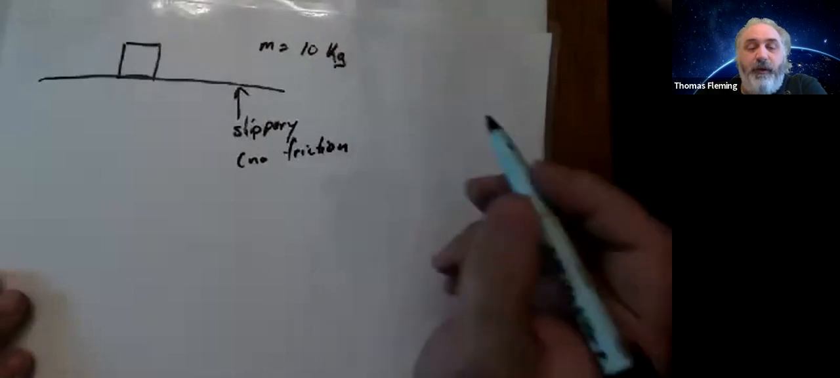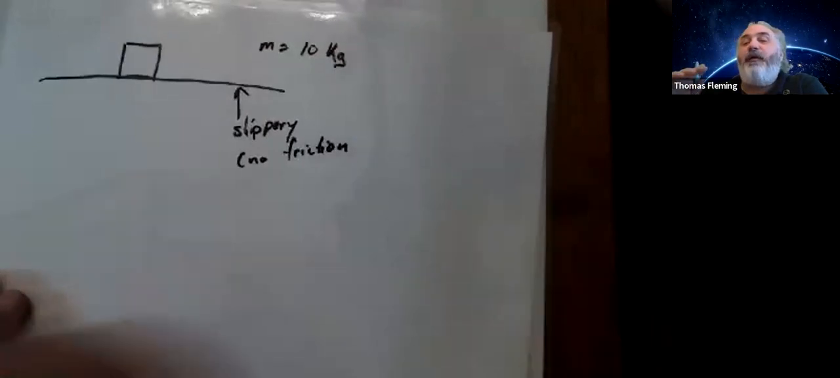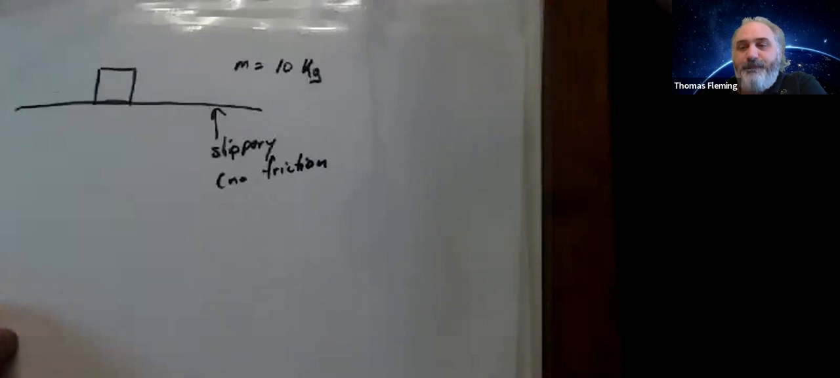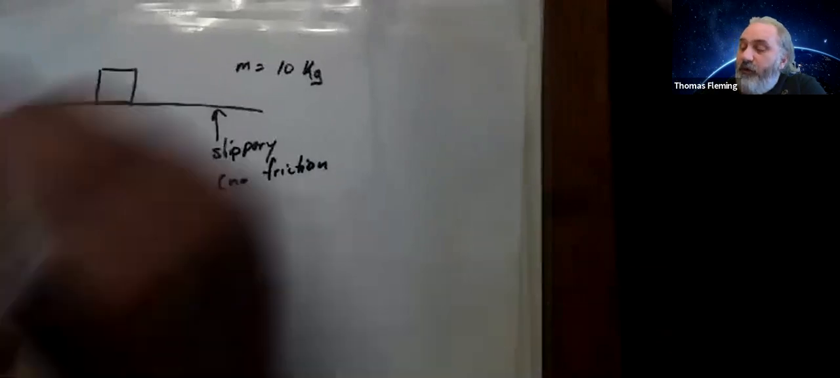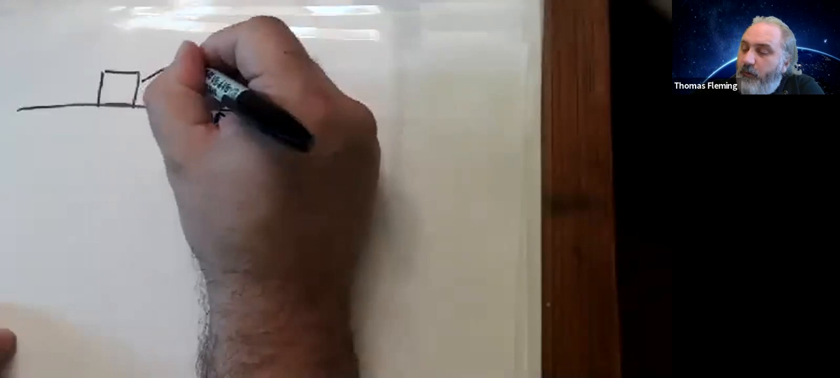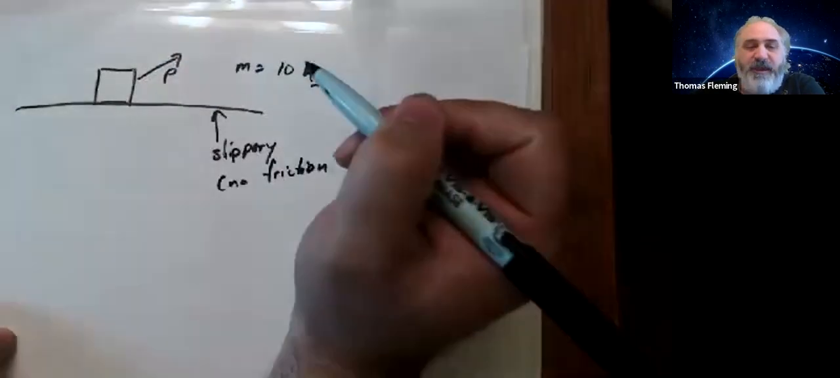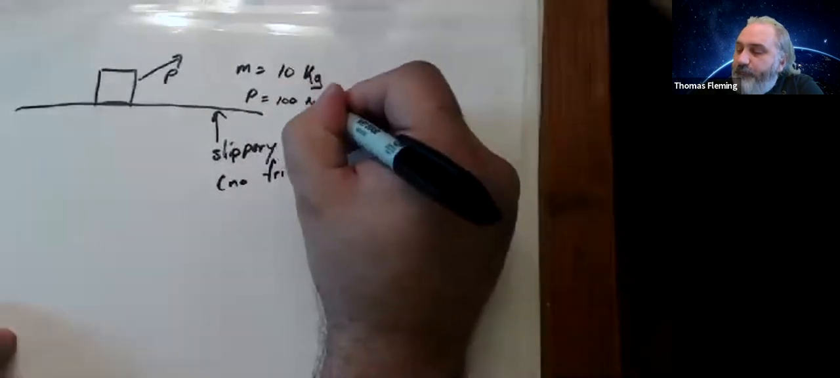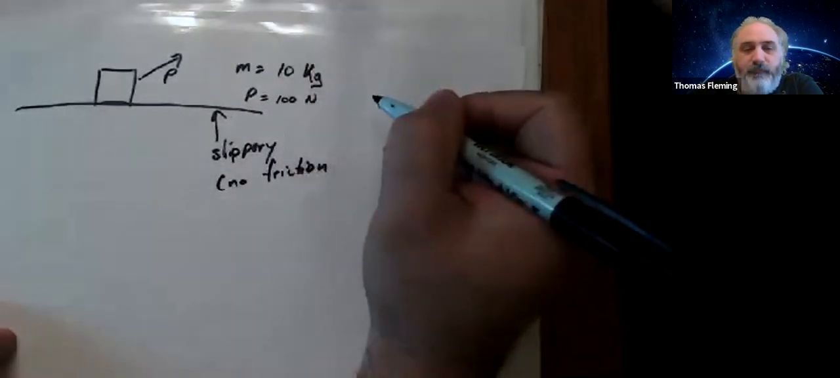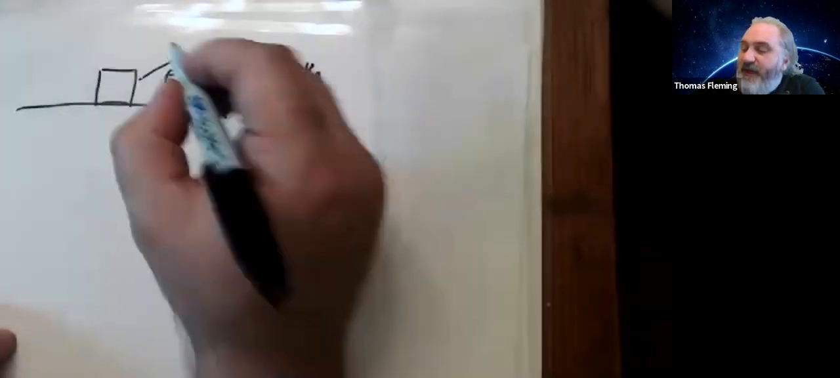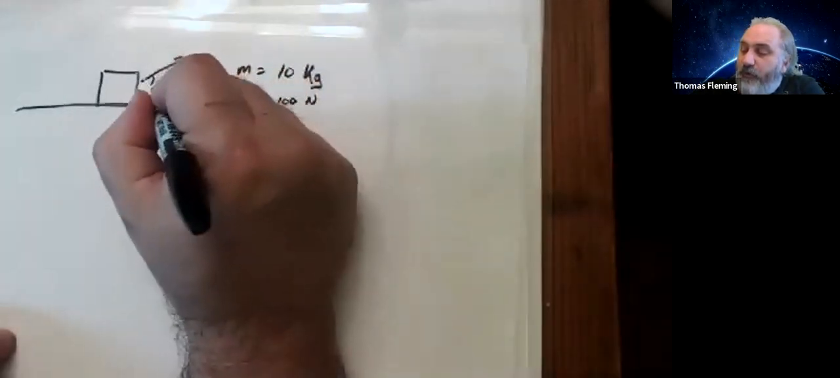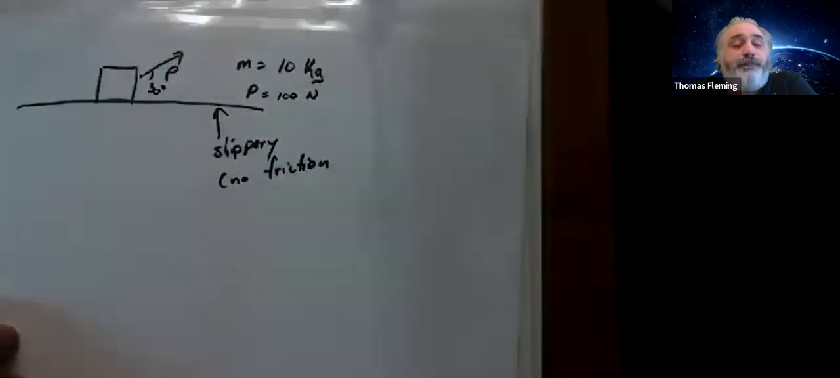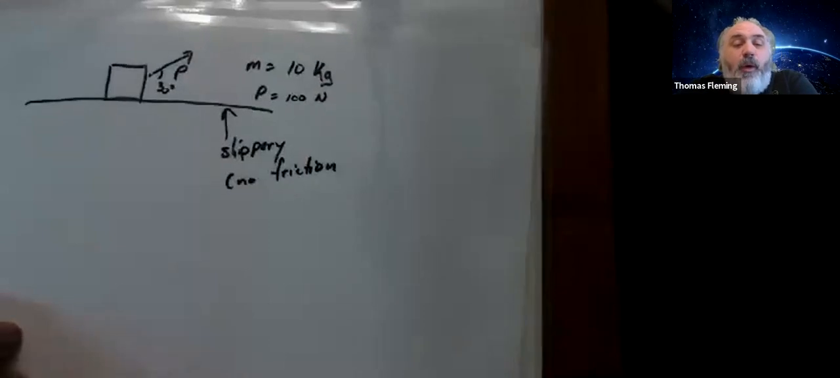And I'm going to push it sideways, or heck, let's do better. Let's push it diagonally with a force of 100 newtons. So I'm going to pull with a force P, and P is going to be equal to 100 newtons. And I'm going to drag it like that at an angle of 30 degrees with respect to the horizontal. And what I want to do is to take inventory of what I know.